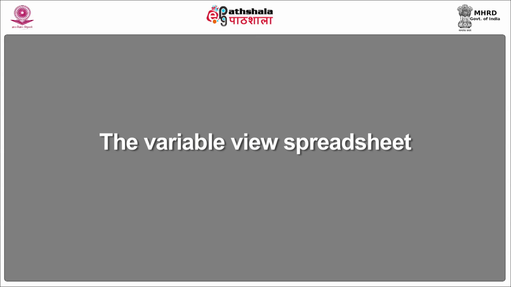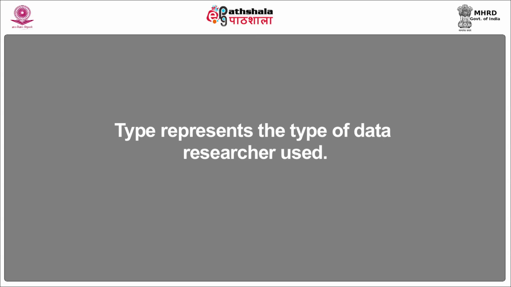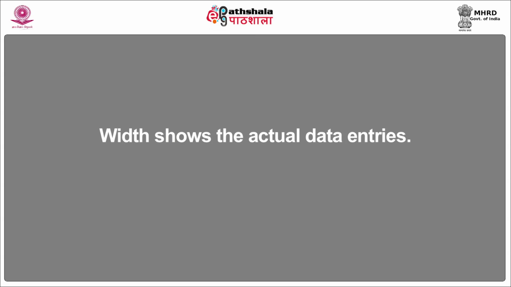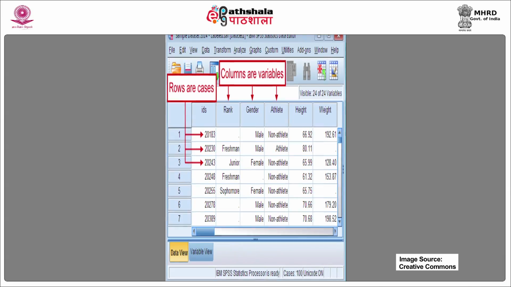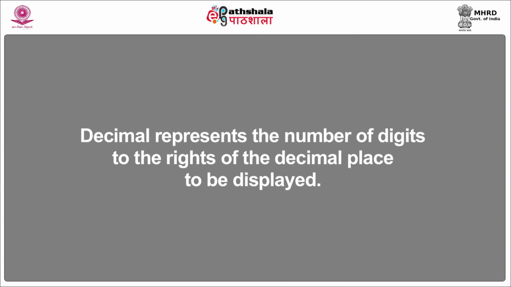The variable view spreadsheet. Coming to the variable view spreadsheet, as the name suggests, it serves variables. The Name option shows the name of the variable you have chosen. Type represents the type of data the researcher used. Width shows the actual data entries. The default numerical variable entry is 8, which is changeable. Decimal represents the number of digits to the right of the decimal place to be displayed.